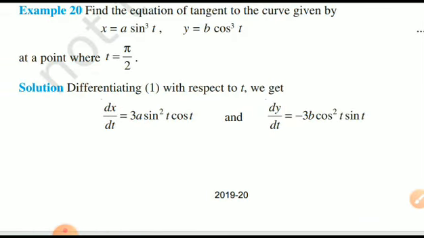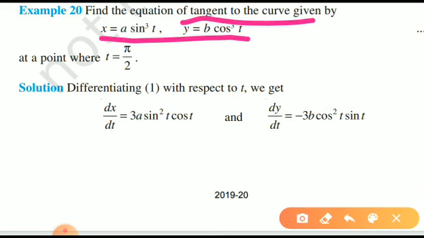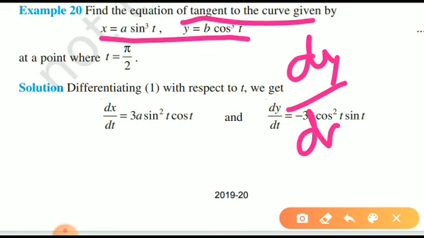Now see the next. Find the equation of the tangent to the curve given by x equal to a sin cube t and y equal to b cos cube t at the point t equal to pi by 2. Equation of a tangent to the curve. Now, is this curve expressed in terms of t? That means it is in parametric form. To find the equation of the tangent, we need dy by dx at the given point. So I have to find dy by dx.